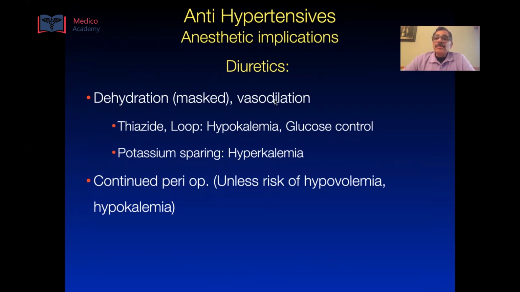Diuretics are also a little bit of vasodilators. And if you're talking about thiazide and loop diuretics, they can cause hypokalemia as well as interfere with the carbohydrate metabolism, causing hyperglycemia. If we're using potassium sparing diuretics like spironolactone, they can cause hyperkalemia. So we should be aware of the side effects of these medications if the patient is taking one of these.